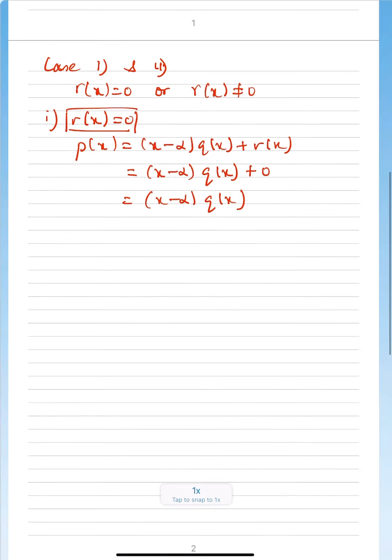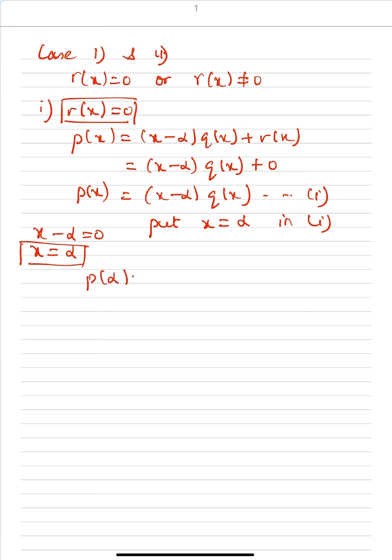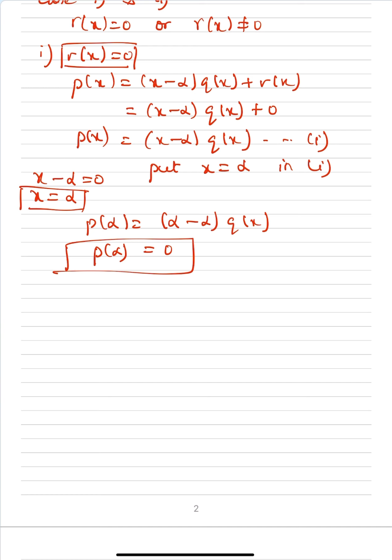Now I can say that this x minus alpha is nothing but a linear equation. So I can write that x minus alpha is equal to 0, then x will be equal to alpha. So I can put x equal to alpha here in 1. Then what will we get? P of alpha is equal to alpha minus alpha into q of x, which is equal to 0. So the first case is done. So I can say that p of alpha is the remainder because we are getting it as 0.